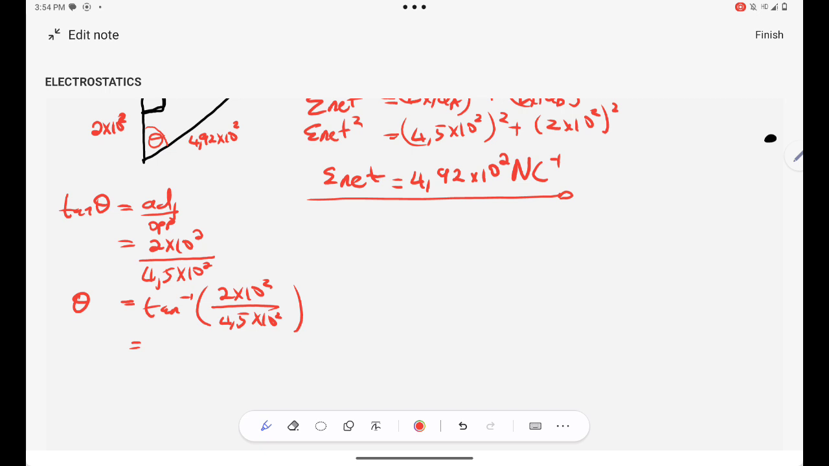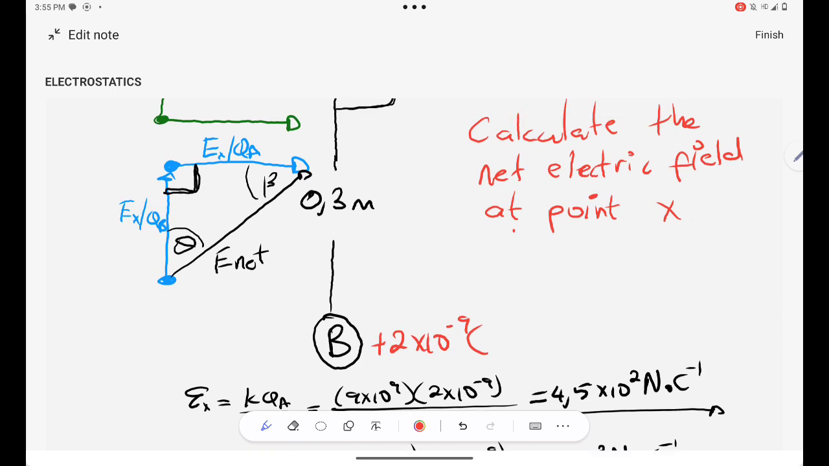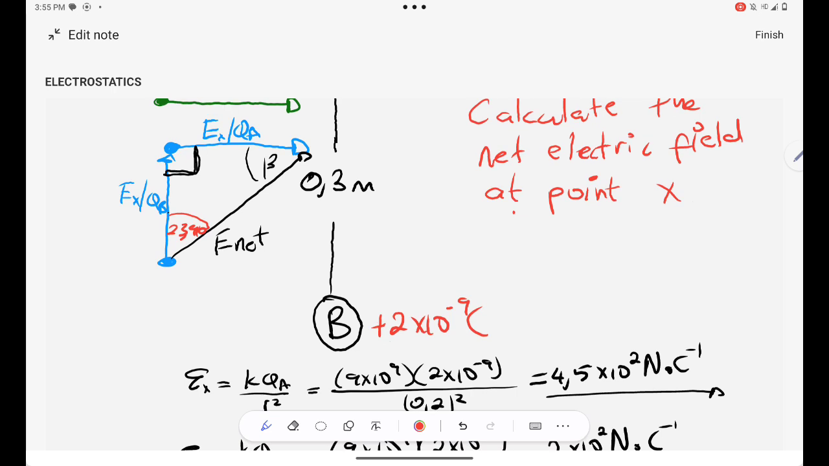And this will simply give me 24 degrees. Let me change this to normal, because I got my answer: 23.96 degrees. So whenever we write our direction, now we know that the angle in between there is 23.96. Are you together? So this is how you write your angle.